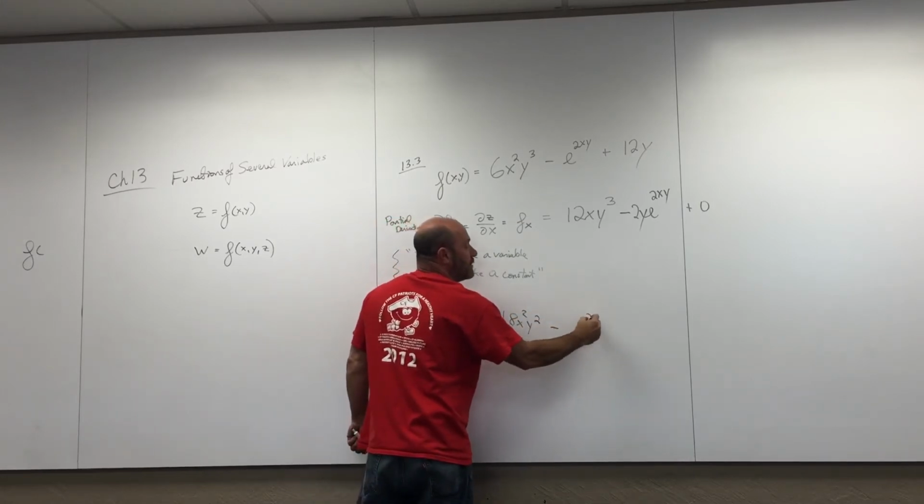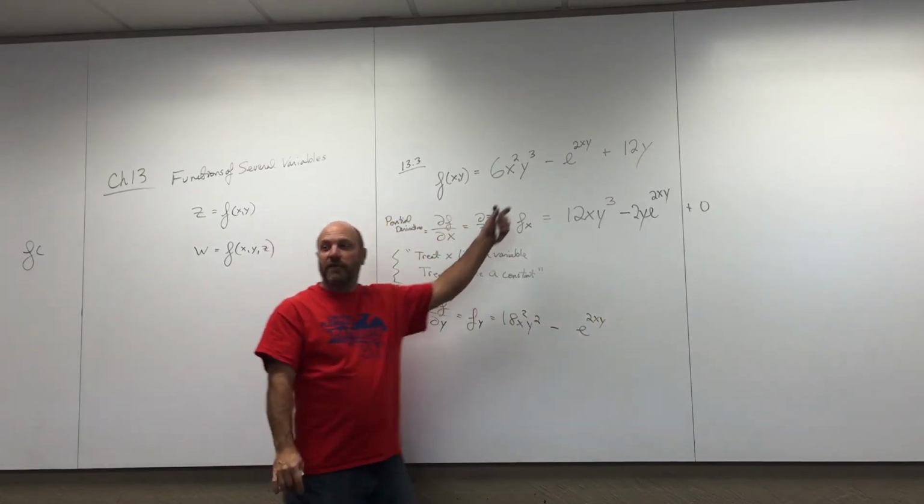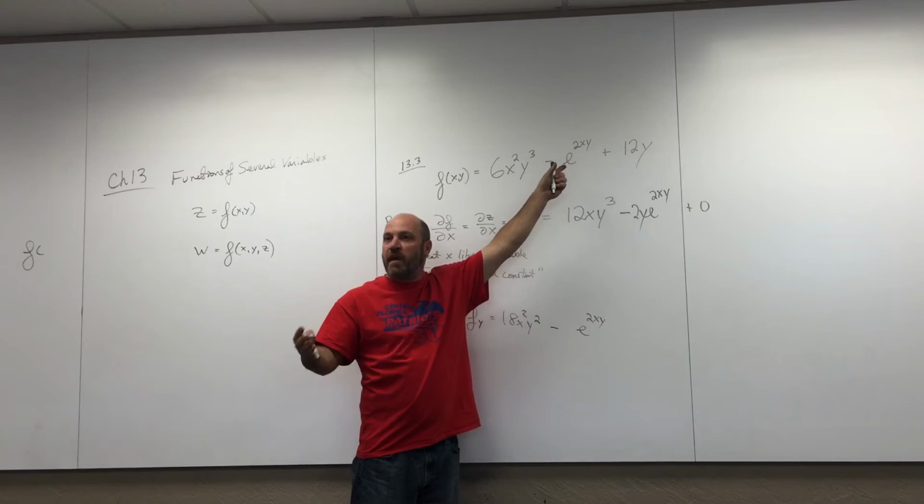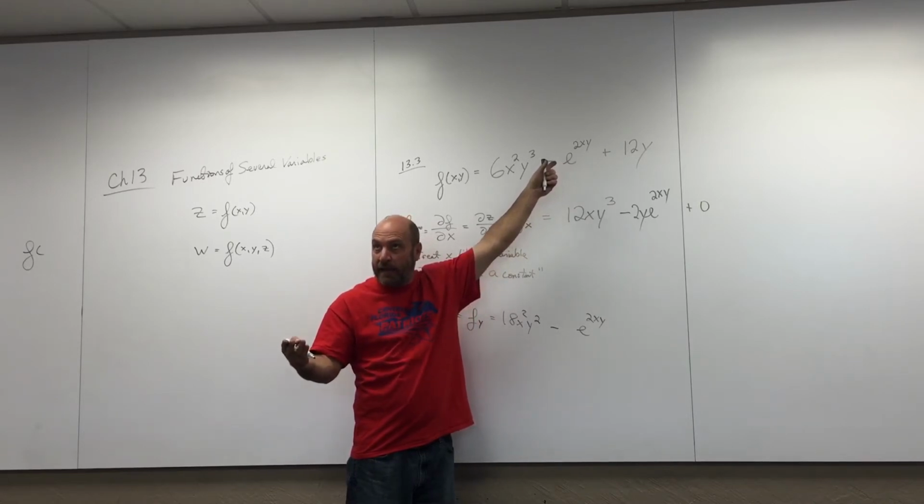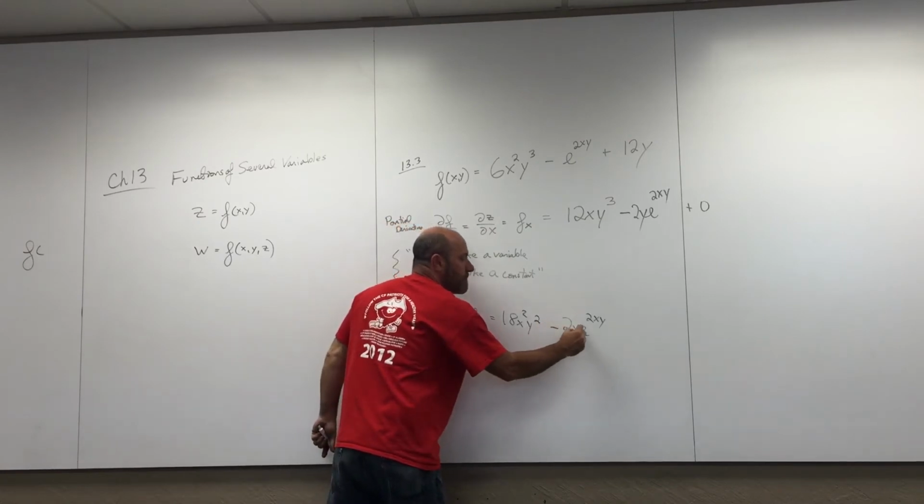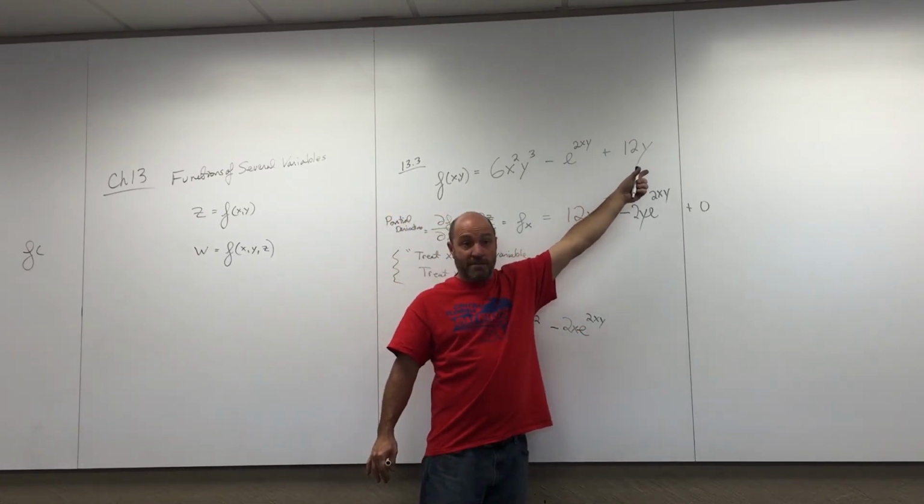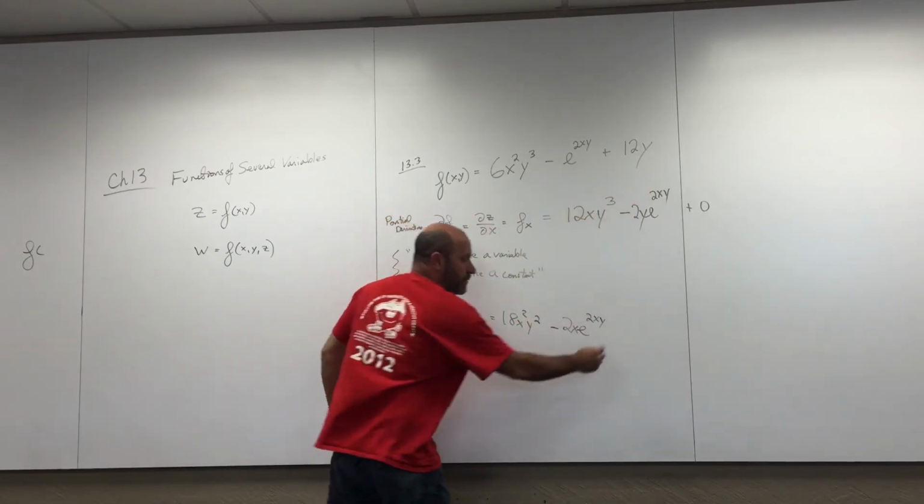That'll be e to the 2x, the 2xy. And then that'll be 12. Plus 12. The derivative of the little 2xy with respect to y is 2x. And then the derivative of this guy with respect to y? 12. Plus 12.